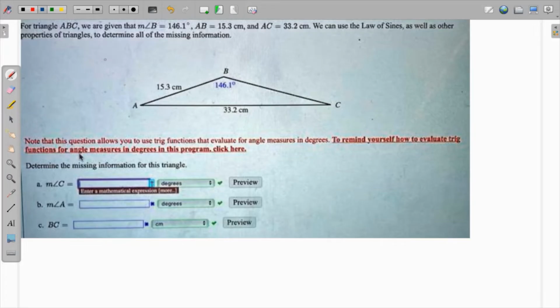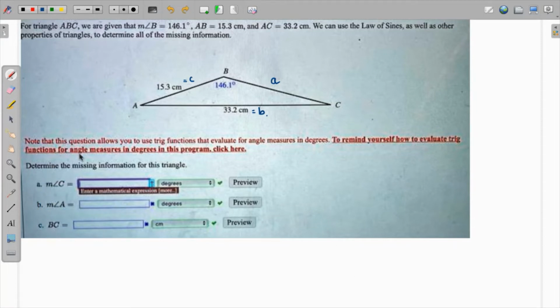In this question, there's a triangle given, there's an angle given, angle B, side C is given, and side B is given. How am I assigning side C and side B? Because side opposite to angle C is side C. So this is C and this is small b, because this is opposite to B, and definitely this is A. So what do we have to find? We have to use the law of sines and the other properties to find angle C, angle A, and BC.